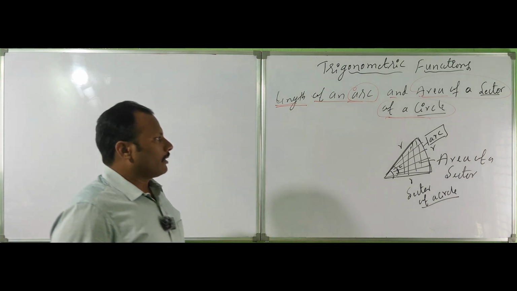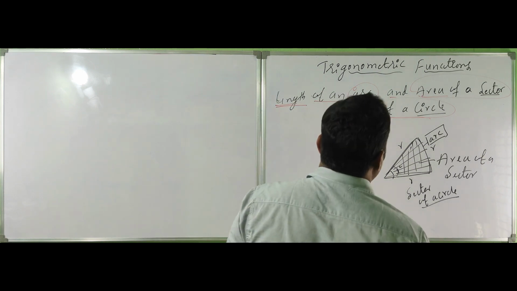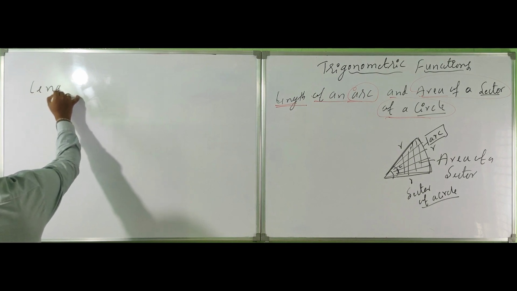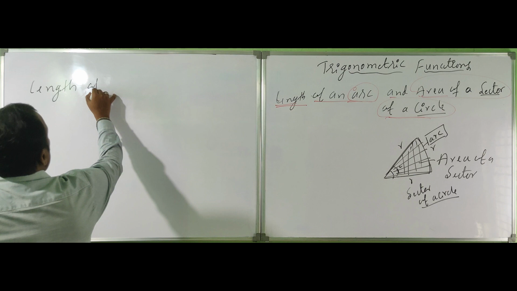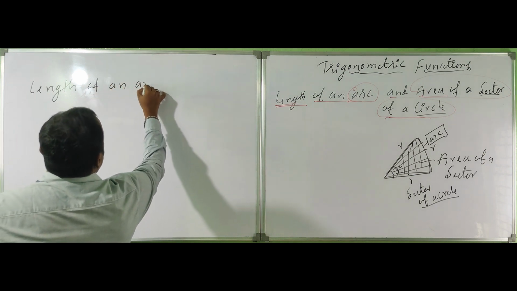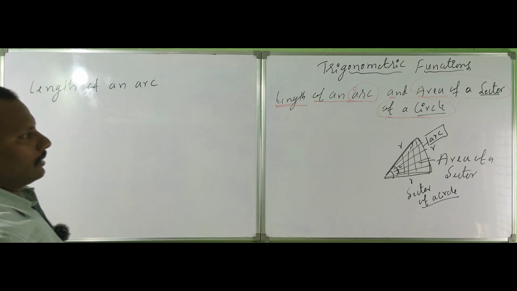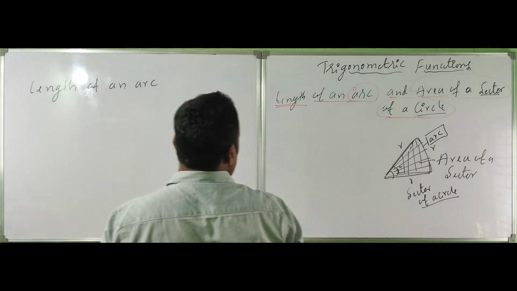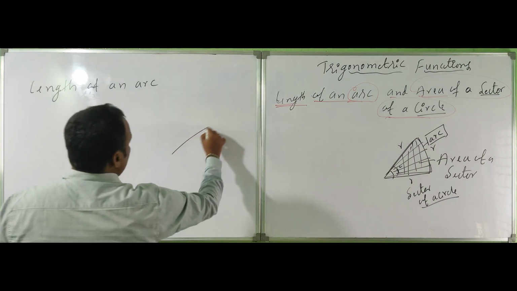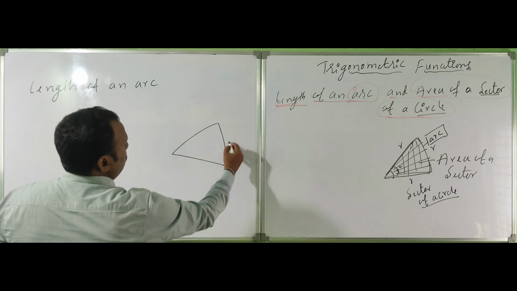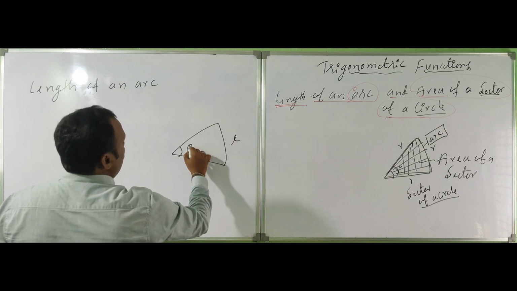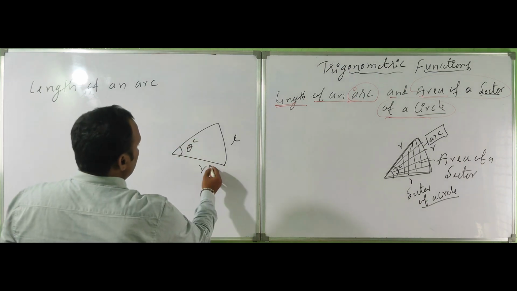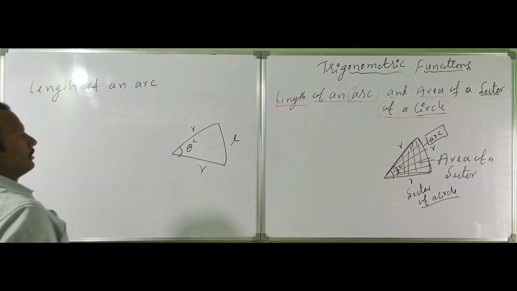For the length, let us see the length of an arc. Again, you are going to use the ratio formula. Let us consider this is L, this is theta in radian, and this is R and this is R.